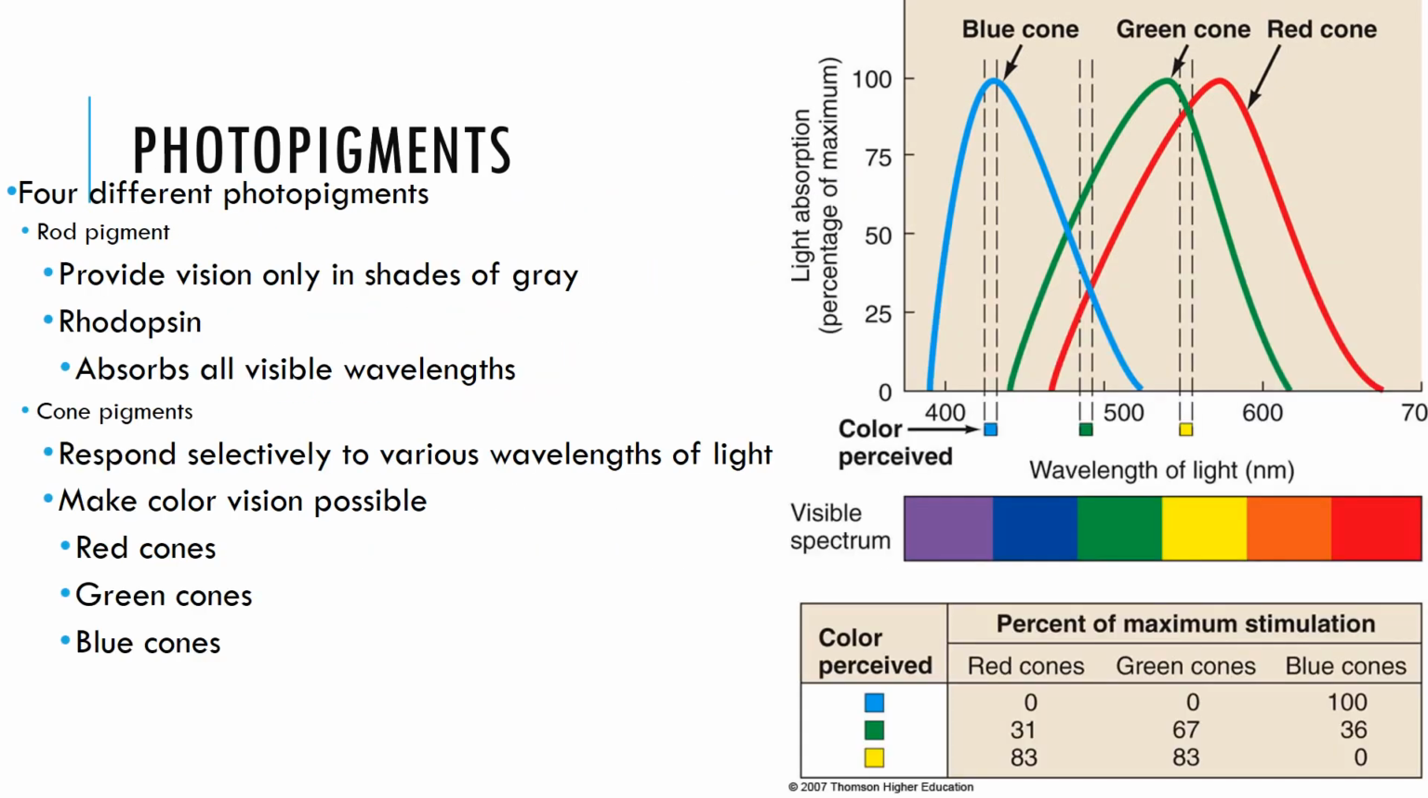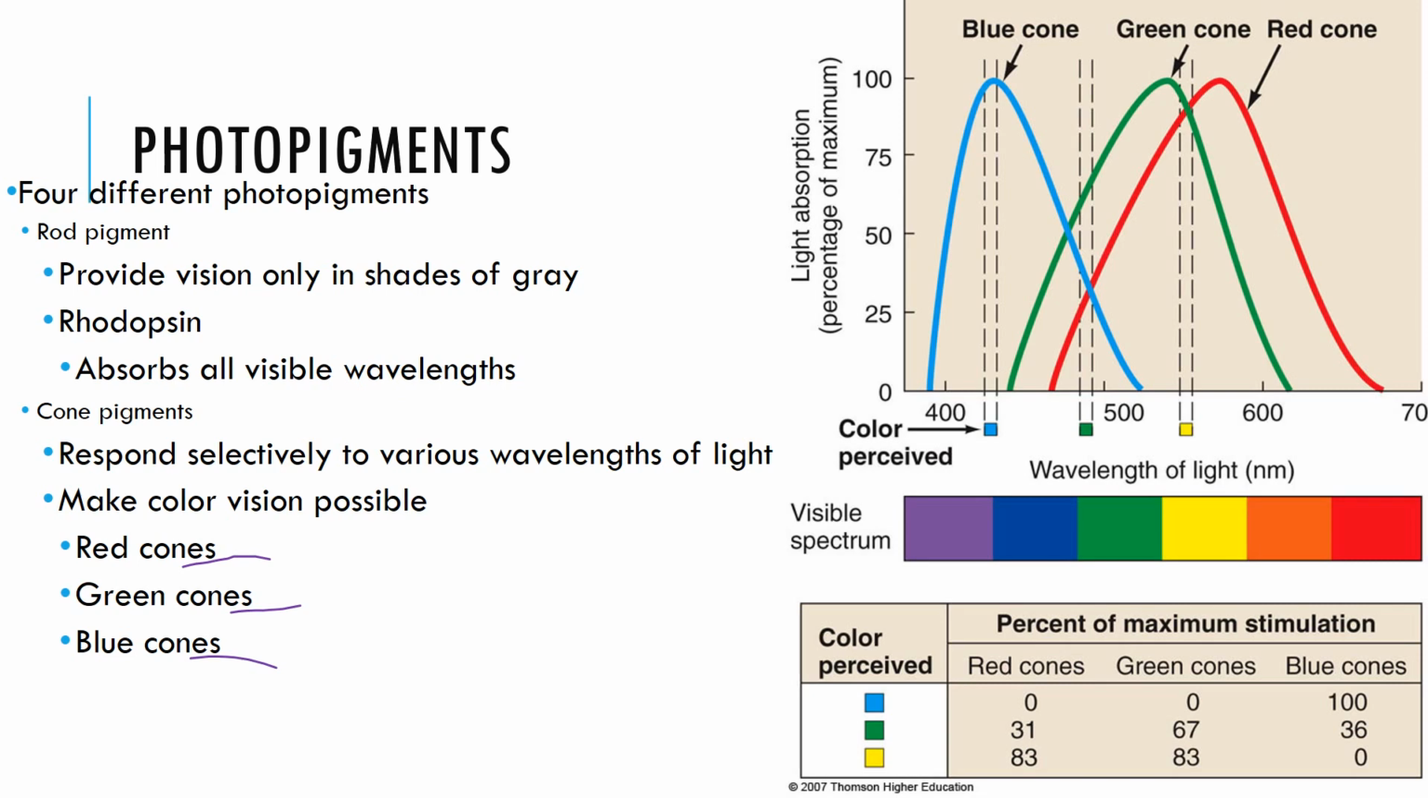Within the photopigments for photoreceptors, there are 4 different types. For the rods, there's only one, which provides vision for shades of gray due to rhodopsin and responds to any wavelength. However, cones are a little bit different, in that they're selective in terms of what they respond to. So the M, L, and S types of cones. When we have activation of those different types, we have red cones, green cones, and blue cones that give us our perception of light.